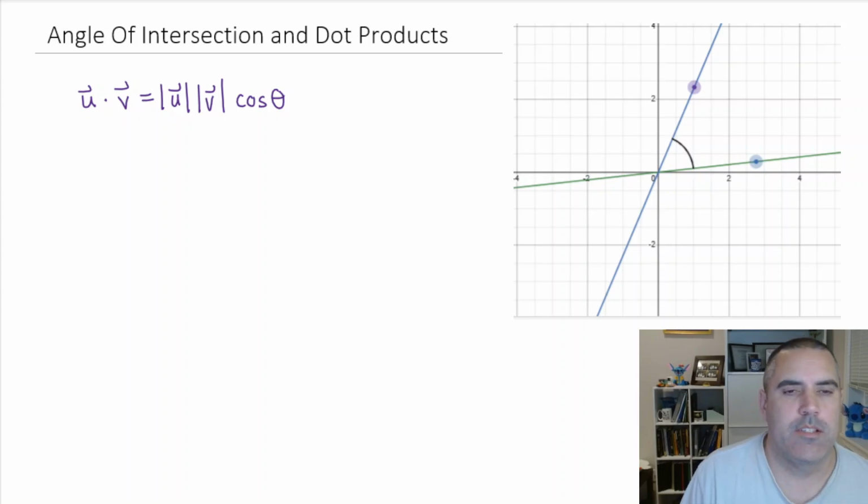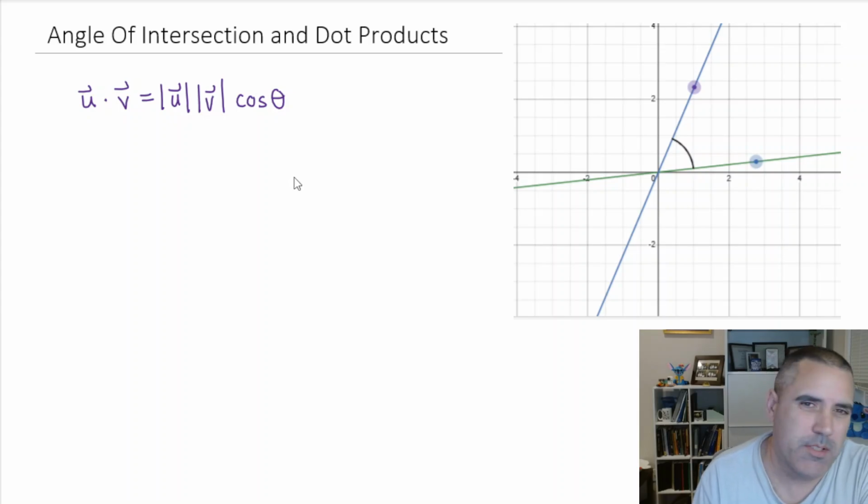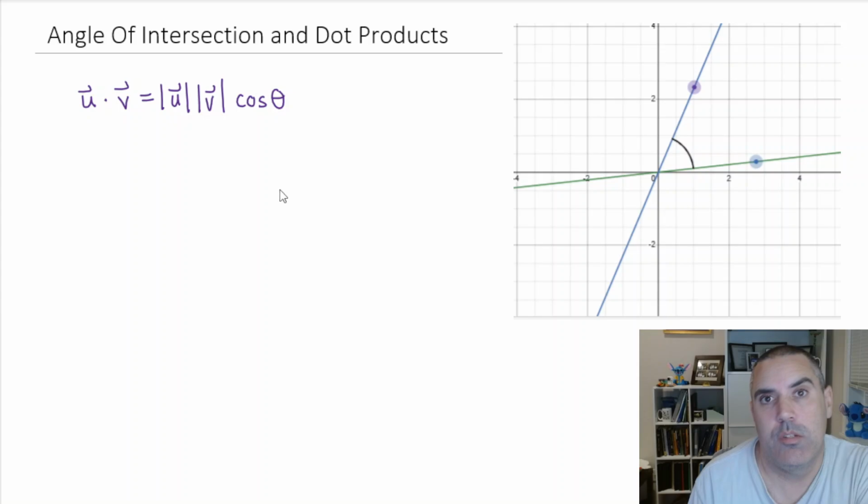Hello there, math fans. How do you find the angle between two things, or the angle of intersection? This is a nice application of dot products. So I'm going to go through several examples of lines in 2D, curves in 2D, and then I'll talk about planes in 3D, curves in 3D, lines in 3D.